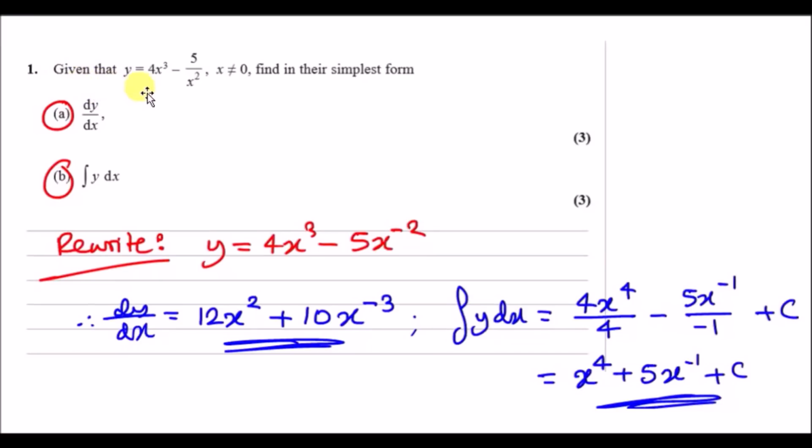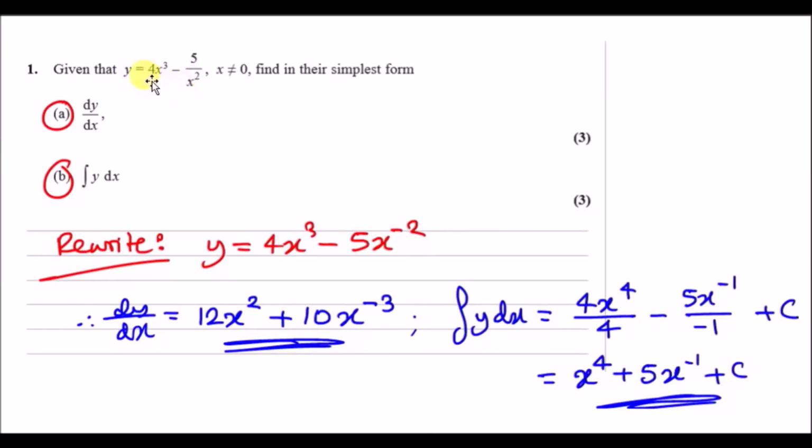Now, given that y equals 4x cubed minus 5 over x squared, where x doesn't equal 0 because it's a fraction, find in their simplest form dy over dx and the integral of y dx. Okay, so for the first one, this is just called differentiation at the first order. All you have to do is, before you even think about differentiating or integrating, rewrite the first equation in terms of the standard x to the power form.